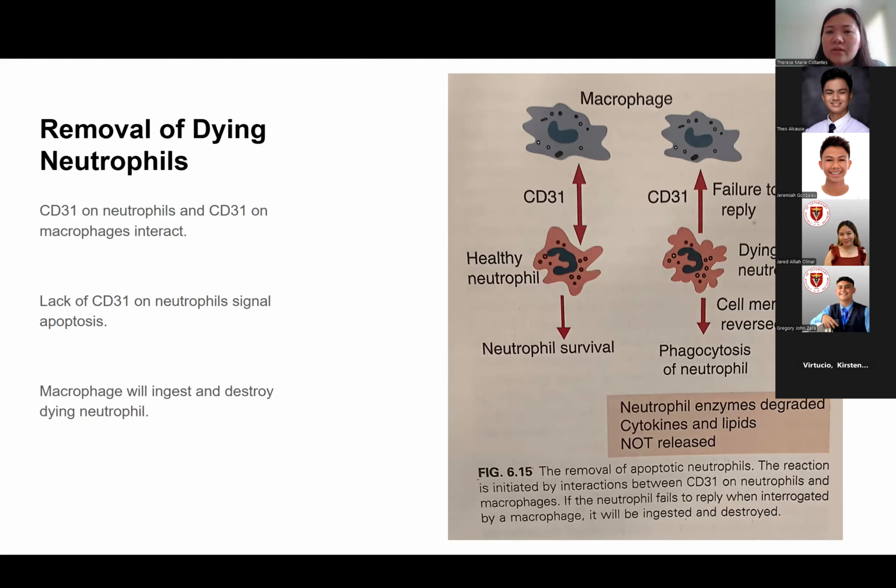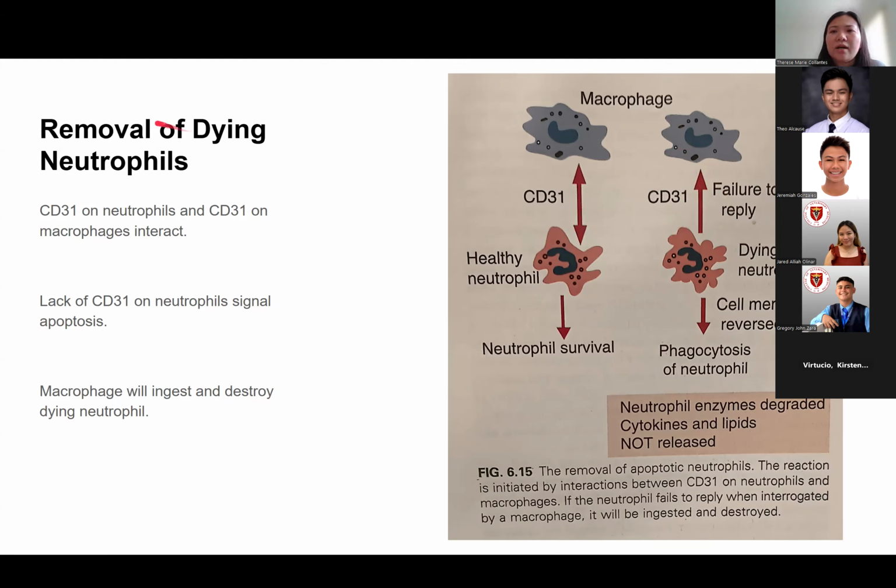Now, once the macrophage comes into contact with a dying neutrophil, the CD31 of the macrophage will not receive a returning signal from the neutrophil to say that it's healthy. If it's healthy, the CD31 will interact. But in the dying neutrophil, there is a failure to reply. So it has no CD31 on the cell surface.